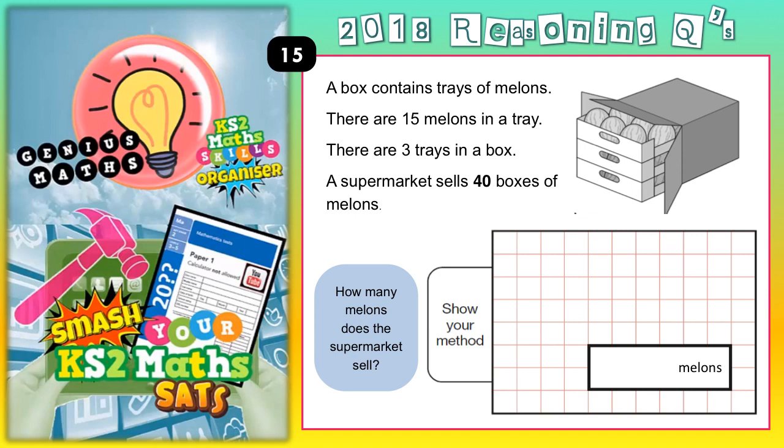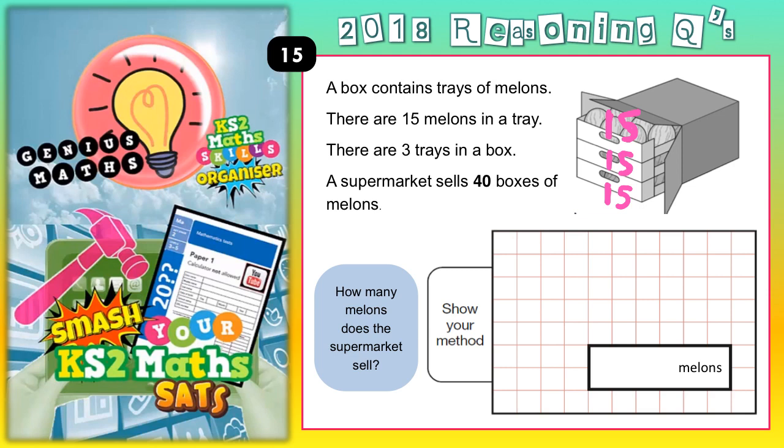So a box contains trays of melons. There are 15 melons in a tray. So let's write a nice 15 on that tray. There are 3 trays in a box. So this tray must be 15. And this tray must be 15.